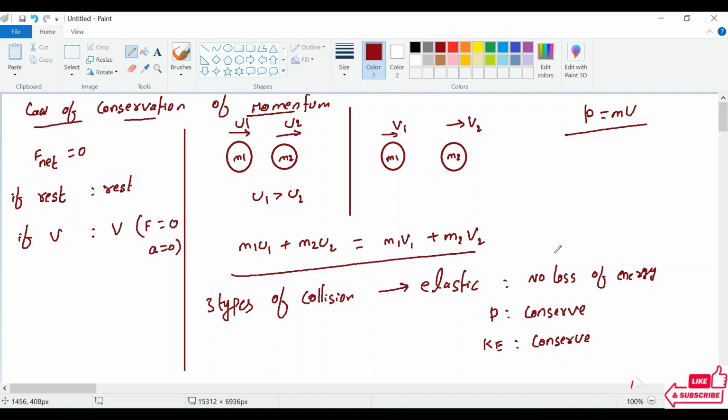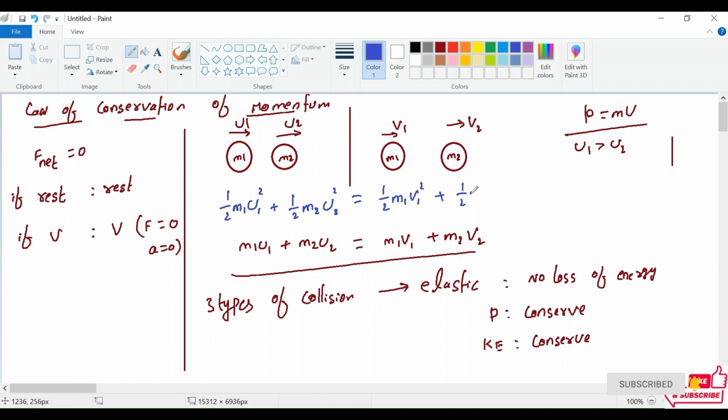But they are on the ground, so potential energy is 0, so you can conserve kinetic energy. What can you write, tell me. Energy before collision. So what is the energy before collision? Kinetic energy: half m1 u1 squared plus half m2 u2 squared is equal to half m1 v1 squared plus half m2 v2 squared. Correct. Energy is also conserved. So this is your first kind of collision, that is elastic collision.